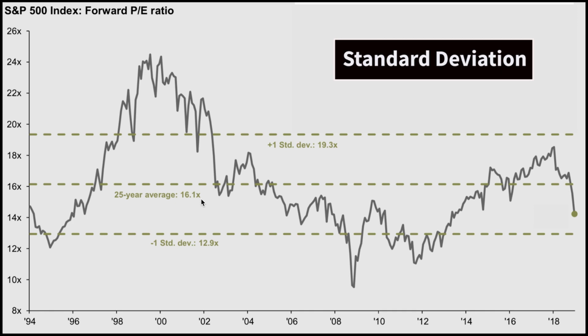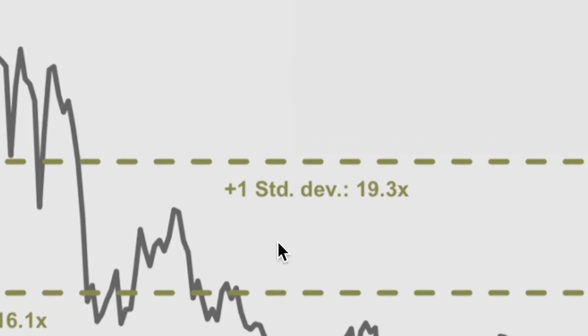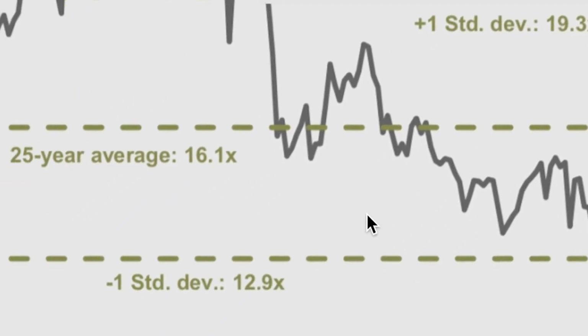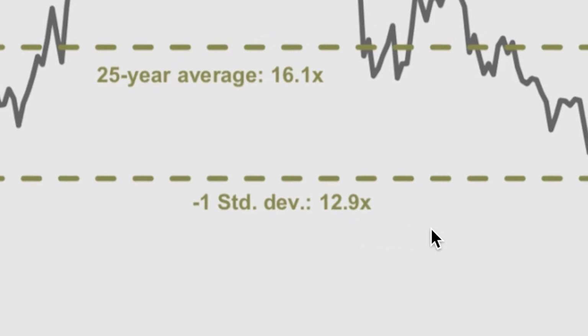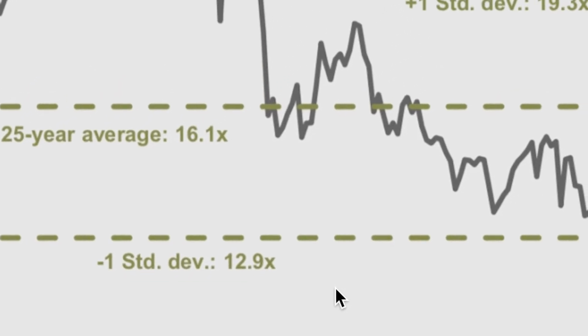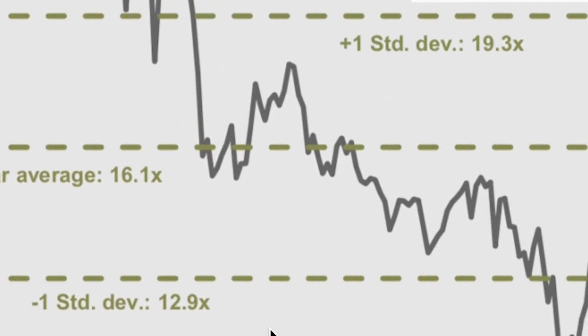So when the market begins trading at these levels, alarm bells should go off in your head and tell you to pay attention. And as we can see in the chart, one standard deviation above the average is around 19 times. So that suggests that at these levels, the market is getting fairly expensive. And on the flip side, one standard deviation below the historical average is around 13 times. So that should tell you that if the market's trading at these levels, it's meaningfully cheap compared to the historical average. So these PE levels represent good markers to determine whether the stock market is cheap or expensive.